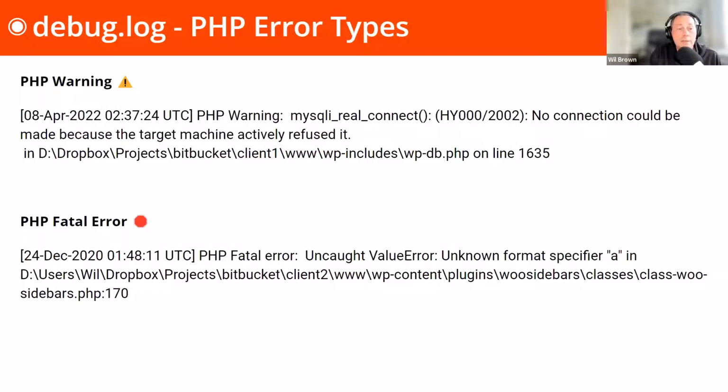And the supporting information here, after that main error, gives the file path, the file name, and a line number where the warning was generated from. This is really useful information for a developer tracking down where the issue occurred, and for you as a site administrator, knowing exactly which plugin or theme is causing the issue. Now, in this case, I've been running it on my local machine. So this is my Dropbox folder, and that's where I have all my projects. You see it's in Dropbox, projects, Bitbucket, which is where I have my private Git repositories. I've renamed the client for obvious reasons, and then it's in the www folder, which is my local root folder, then wp-includes, and then wp-db.php on line 1635.